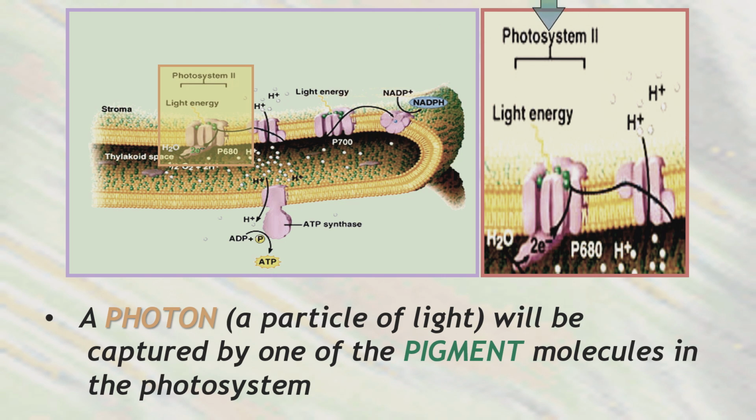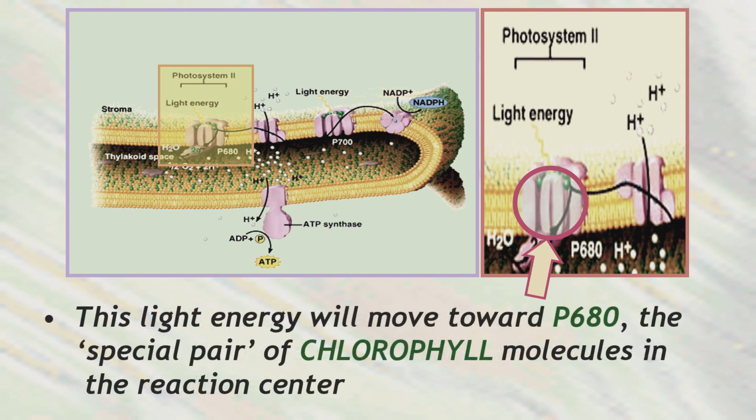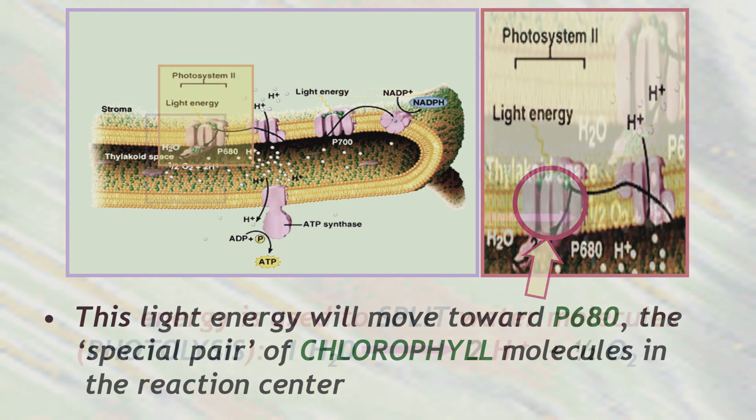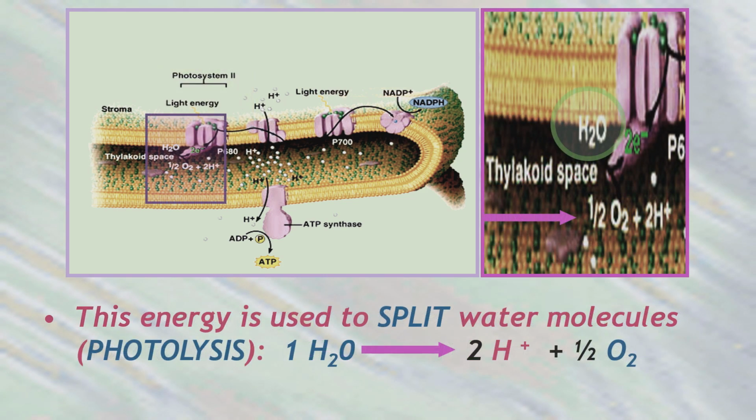A photon, a particle of light, will be captured by one of the pigment molecules in the photosystem. This light energy will move toward P680, the special pair of chlorophyll molecules in the reaction center. The energy is used to split water molecules, which we call photolysis. Here we see one water being split into 2 H+ and 1/2 O2.